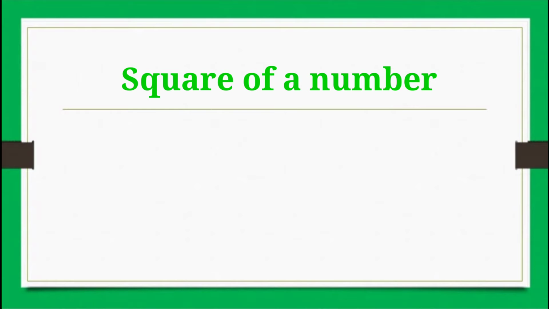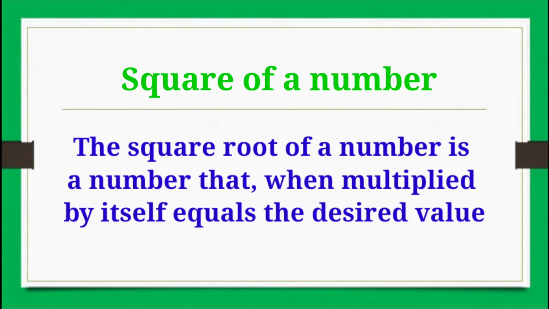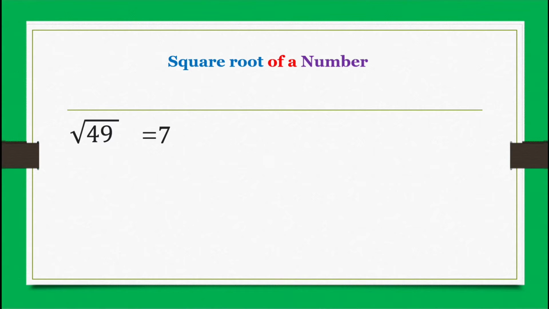Now let's proceed to the square root of a number. What is the square root of a number? The square root of a number is a number that when multiplied by itself equals the desired value. So, for example, the square root of 49 is 7. Ibig sabihin nito na ang 7 kapag i-multiply natin sa 7 or by itself, ang magiging sagot ay 49. Kaya kapag kinuha natin ang square root ng 49, that is 7.